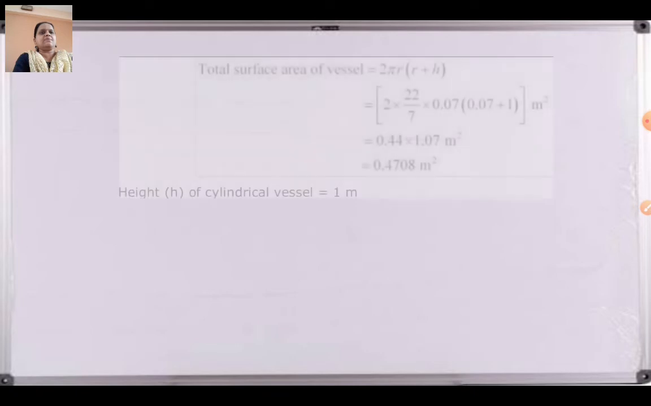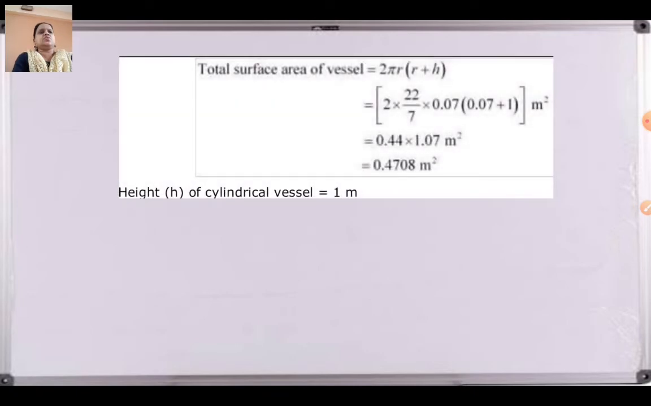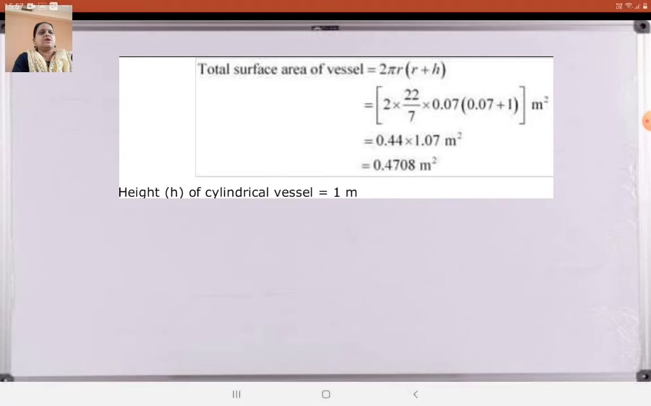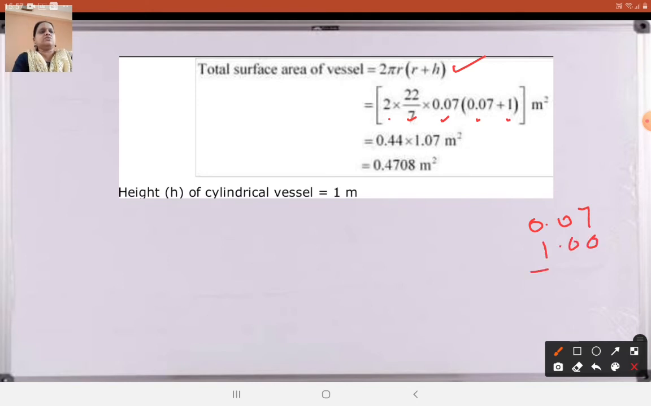Now see the next part. What do we want to find? The total surface area. What is the formula for total surface area? 2 pi r in the bracket r plus h. Substitute the values: 2 into 22 by 7 into 0.07 in the bracket 0.07 plus 1. First solve the bracket, 0.07 plus 1. It will become 1.07. Correct? Now 7 ones are 7, and 7 ones are 7, so it will become 0.01.